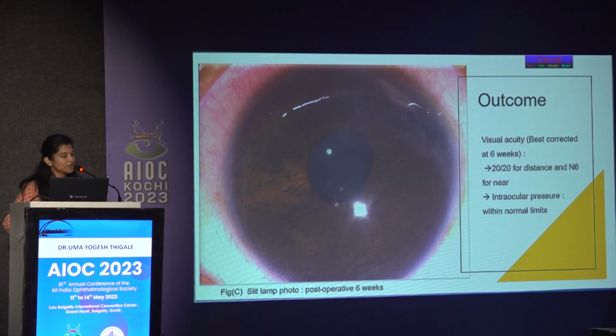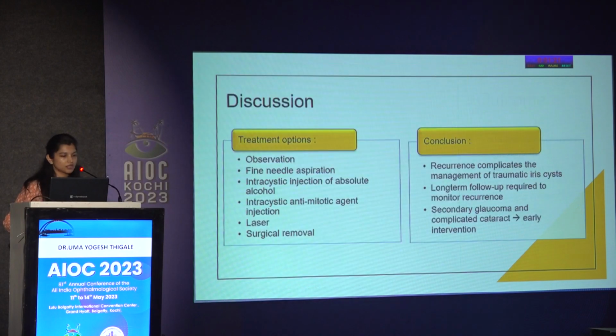This is the outcome. The best corrected visual acuity of the patient at 6 weeks was 20/20 for distance and N6 for near, and the intraocular pressure was well within normal limits.